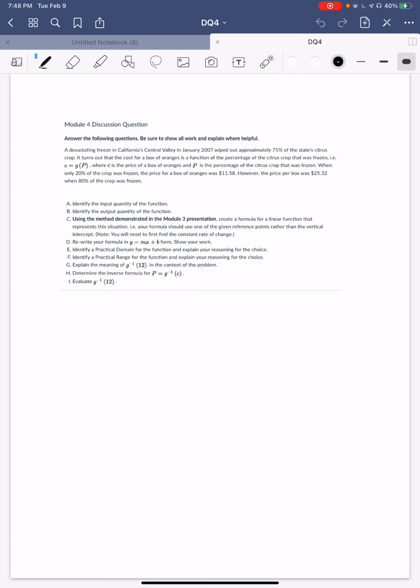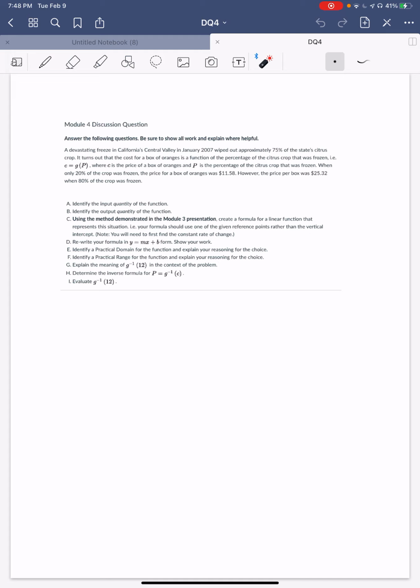Hi, I'm going to work through this problem for you here. This was the Module 4 discussion question. So we're supposed to answer the following questions based on the information that's given to us up above here. I'm going to start by reading through this description of the situation and then look at the questions.